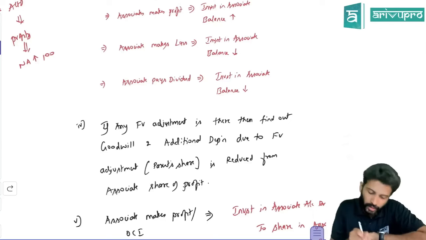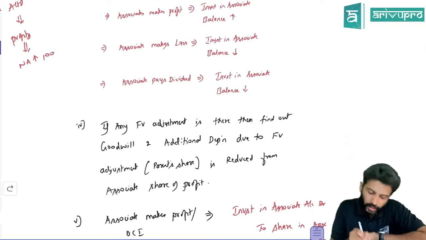All right. However, if there is any additional depreciation due to fair value adjustment, that is reduced from associate share of profit. If associate makes profit, our investment balance will increase. Suppose associate makes profit of 10,000, but due to this fair value adjustment, we got an additional depreciation of 2,000. That means we will not increase the balance by 10,000. Associate share of profit will be taken as only 8,000 like that. So additional depreciation due to fair value adjustment is reduced from associate share of profit.